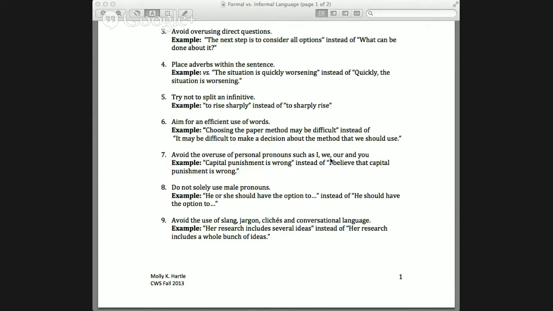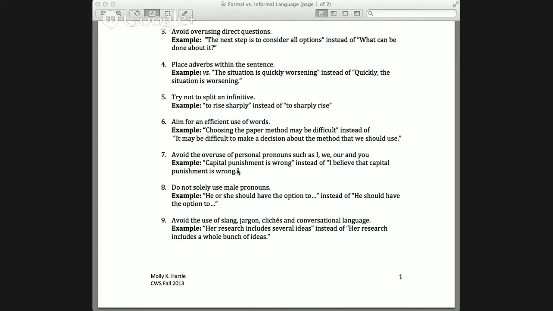Nevertheless, the more academically formal way to do it, as I said, is to avoid the use of personal pronouns. So instead of saying, I believe that capital punishment is wrong, you might just make the argument outright and say capital punishment is wrong.